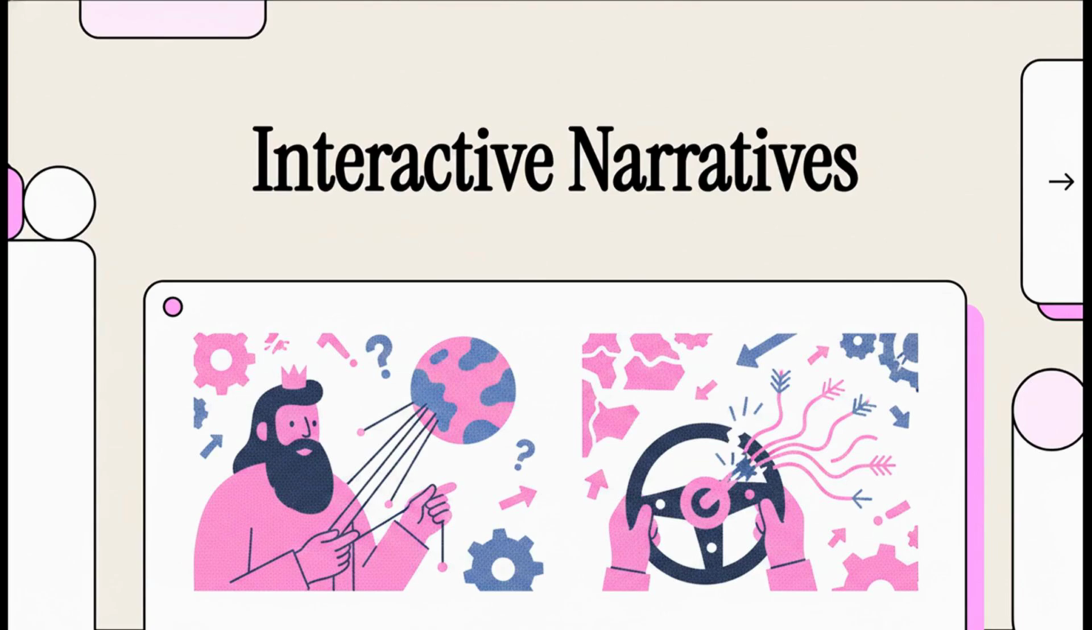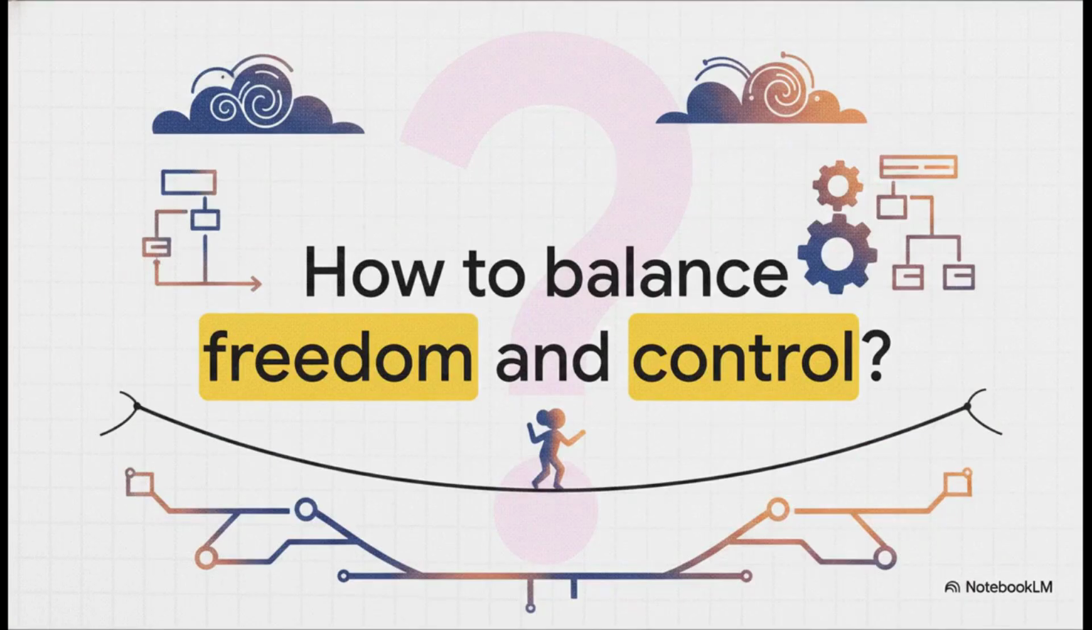The moment you introduce interactivity, you're handing the steering wheel right over to the audience. That player freedom completely threatens your authorial control, and if you aren't prepared for it, it can literally tear your story apart. And that brings us directly to the core problem we're looking at today.